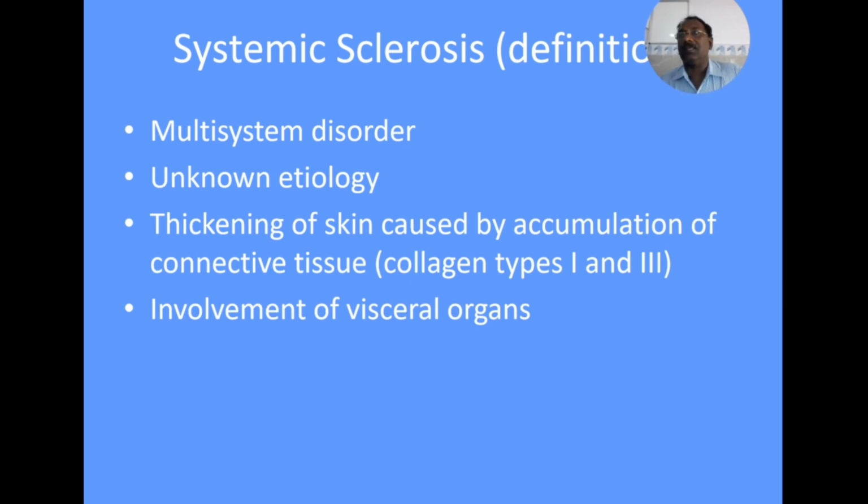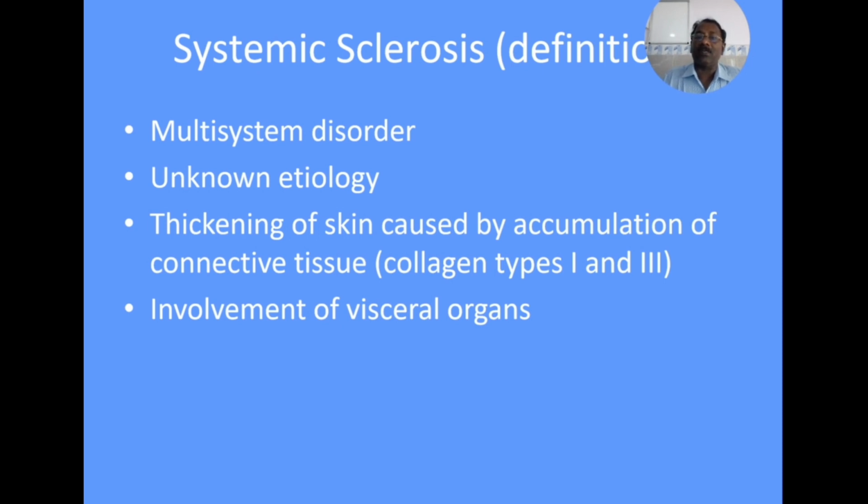Not only the skin, but also the kidneys, heart, lungs, gastrointestinal system, and the brain. So all the organs can be involved in this disorder. This is again a multi-system disorder. The exact cause is not known in any autoimmune disease. It may be a combination of genetic factors and environmental factors.